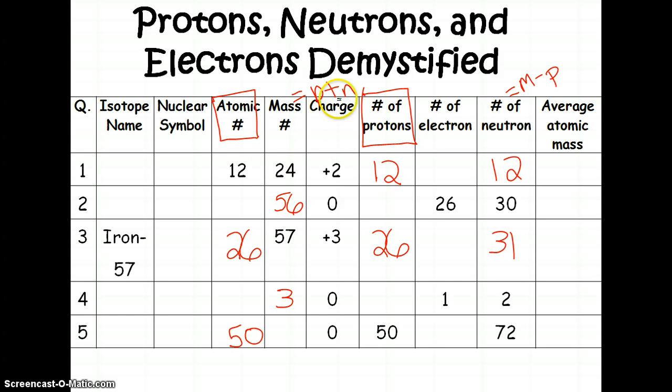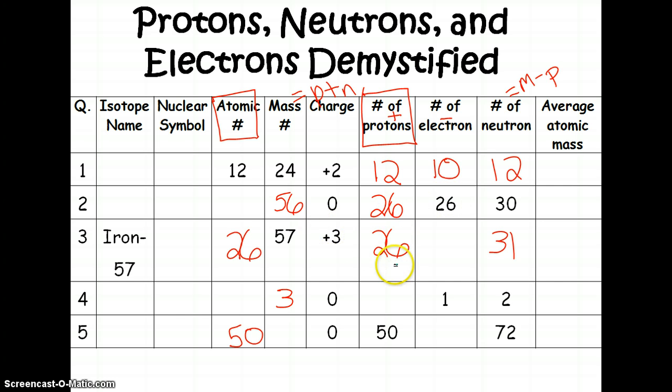Okay, now let's talk about charge. Charge is the balance between protons and electrons. So here I have 2 plus, so I have 2 more protons because protons are positive, electrons are negative. So I have 2 more protons than electrons, so 10 electrons. All right, here my charge is 0, so that means my protons and electrons are the same.